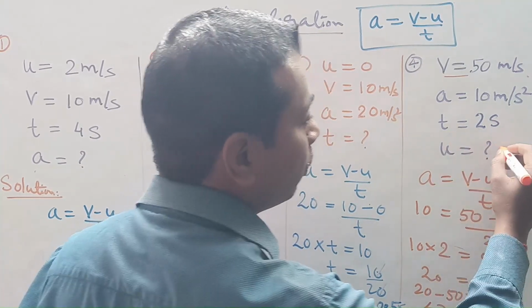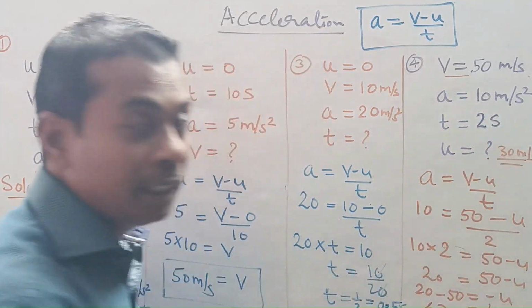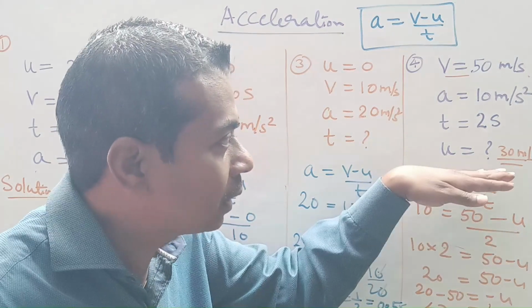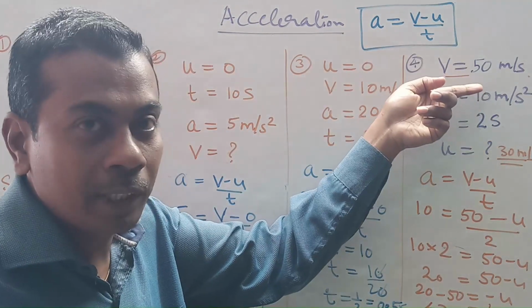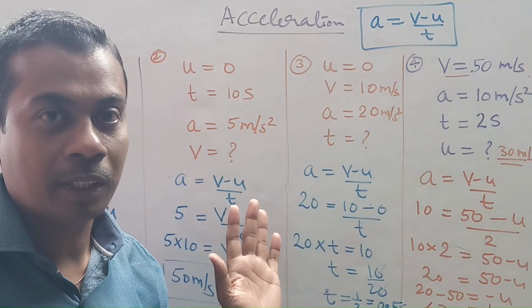Now what is this u? I get 30 meter per second. So initial velocity was 30 meter per second. The vehicle is moving at 30 meter per second, accelerating at 10 meter per second square. So in 2 seconds it will accelerate by 20. So 30 becomes 50 meter per second.